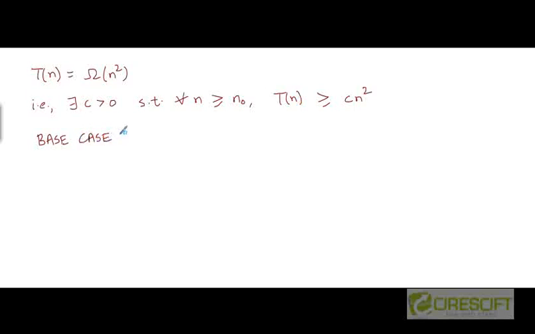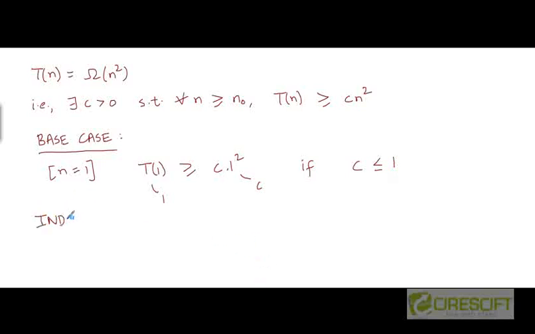using straightforward induction. So what will be our base case? Let's see if the claim holds at n equal to 1. Is T of 1 greater than or equal to C times 1 squared? That is, is this claim true at n equal to 1? T of 1 is 1, C times 1 square is C. So this will be true if C is less than or equal to 1.